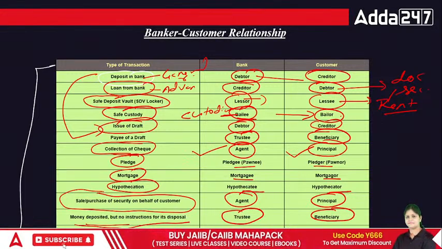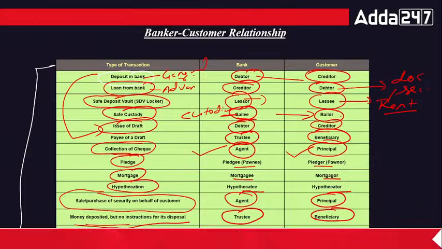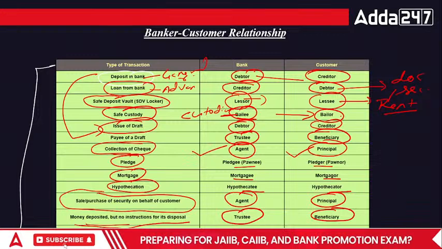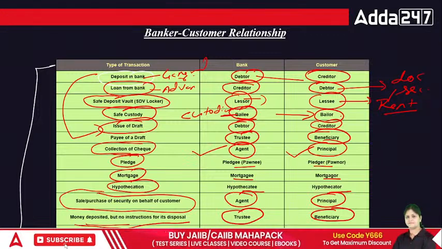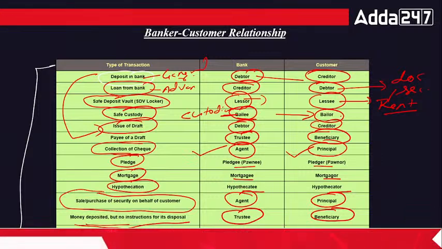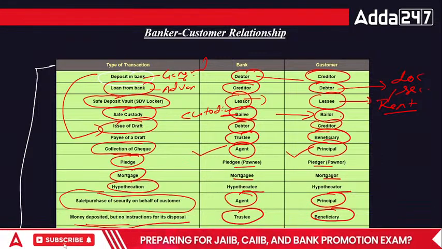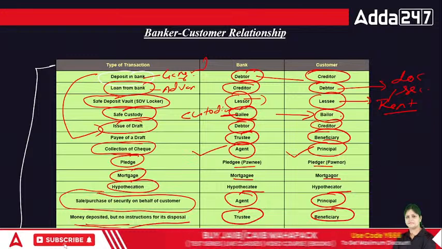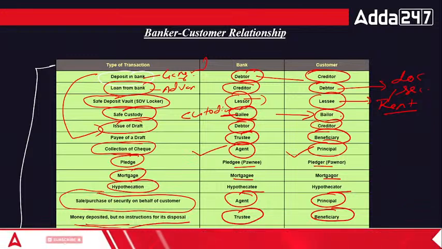So please remember this table. This table is very important. From the exam point of view, this table is very important. We call it the banker-customer relationship. There are so many relationships between the banker and the customer. So please remember all these.